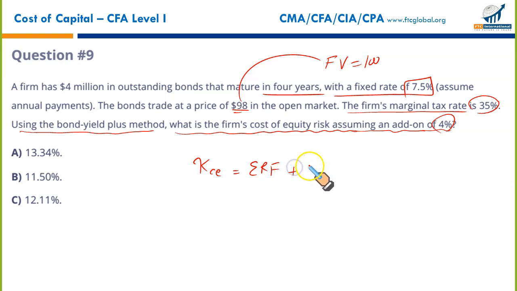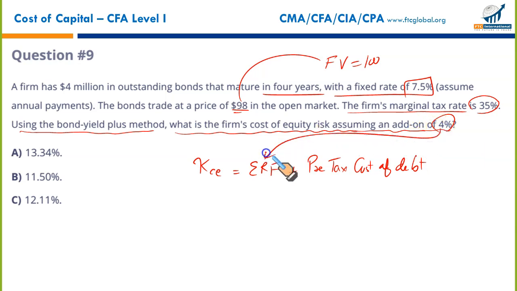Plus, to this we add the pre-tax cost of debt. This is one of the ways to calculate the cost of equity. He has given you this 4%, that is the equity risk factor. We just need to calculate the pre-tax cost of debt. ERF is given, you can simply add the 4%. We need to calculate the pre-tax cost of debt.